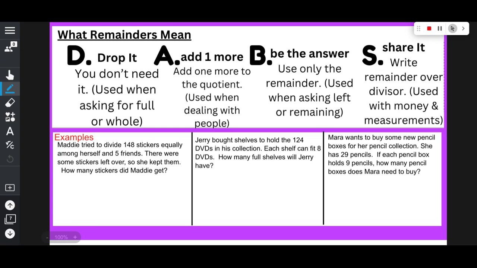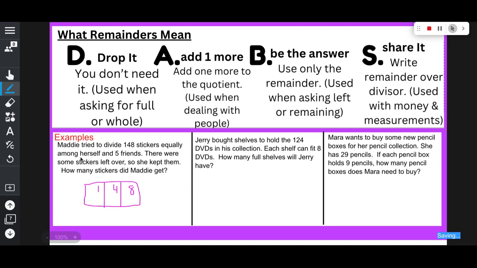Maddie tried to divide 148 stickers equally among herself and her 5 friends. There were some stickers left over, so she kept them. How many stickers did Maddie get? So this has a little trick in this question. A lot of times people will do 148 divided by 5, because those are the two numbers they see. However, the trick in this one says that we have 148, so that's our total, that's our dividend.